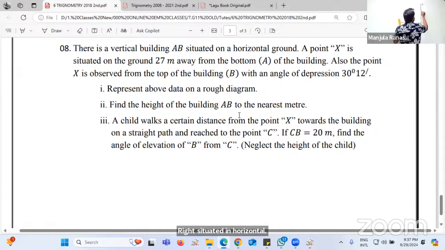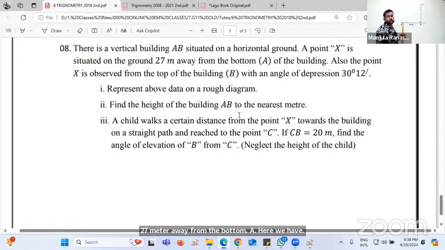Vertical wall AB, situated on horizontal ground. Point X is situated on the ground 27 meters away from the bottom A. Here we have point X that is 27 meters away. Also, point X is observed from the top of the building, B.